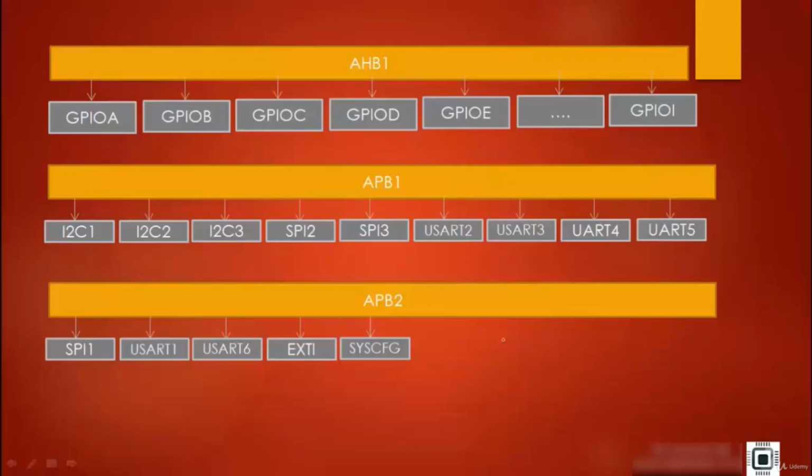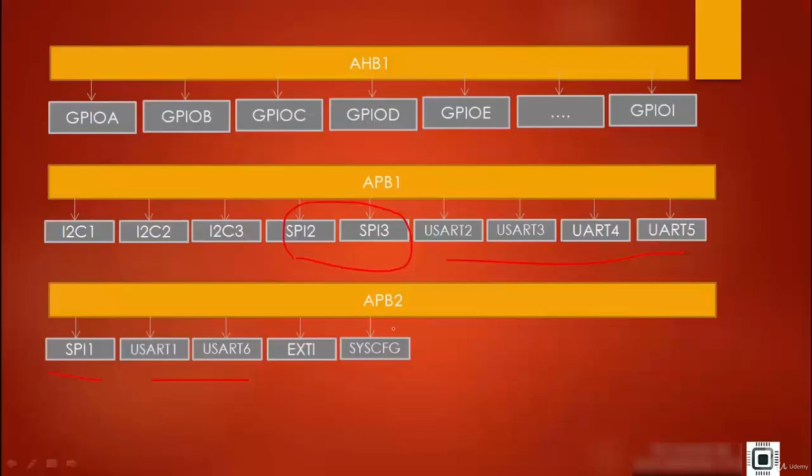And also we have to develop a driver for the SPI peripheral, right? There are three SPI peripherals, in which SPI2 and SPI3 are hanging on the APB1 bus and SPI1 is hanging on the APB2 bus. And also we have to develop drivers for UART peripherals. There are around 6 UART peripherals, and some of them are hanging on the APB1 bus and some of them are hanging on the APB2 bus.